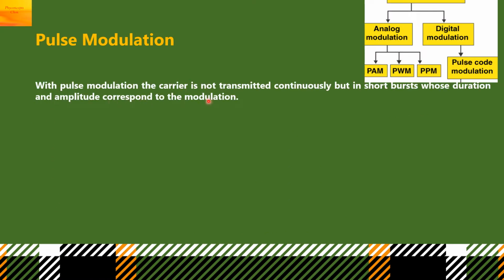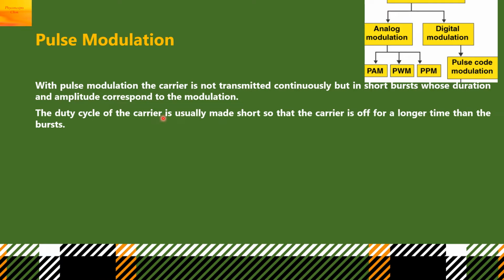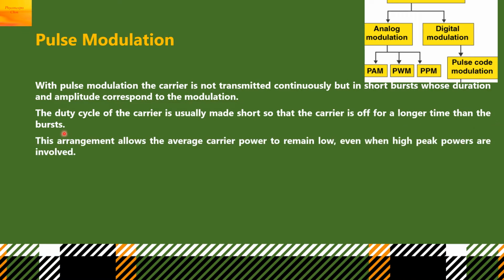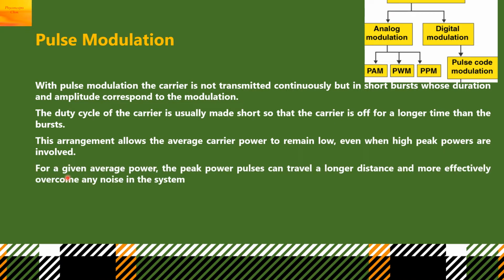With pulse modulation, the carrier is not transmitted continuously, but in short bursts whose duration and amplitude correspond to the modulation. The duty cycle of the carrier is usually made short so that the carrier is off for a longer time than the bursts. This arrangement allows the average carrier power to remain low even when high peak powers are involved. For a given average power, the peak power pulses can travel a longer distance and more effectively overcome any noise in the system.